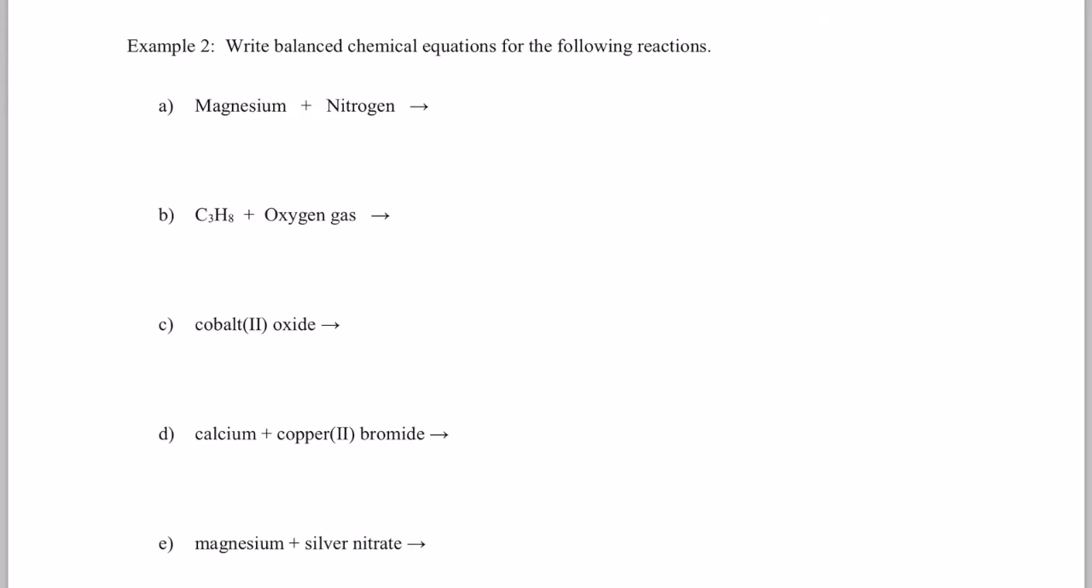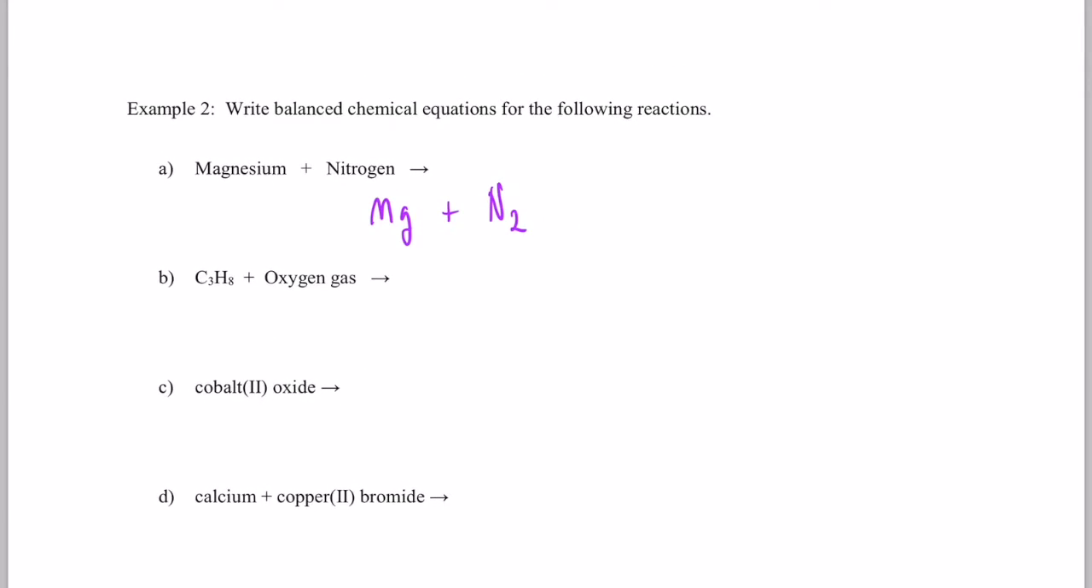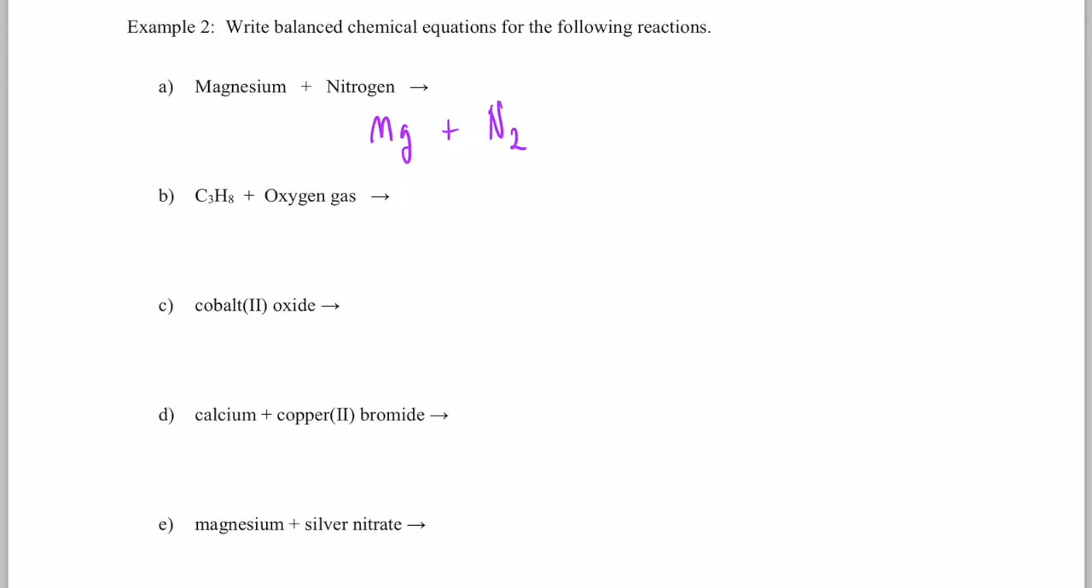In example A here, we have magnesium, Mg, and nitrogen. Now remember, elemental nitrogen is a diatomic element. That's N2. What kind of reaction is this when I have 2 elements that I'm reacting? Yeah, it's probably going to be a synthesis reaction. So we're going to make a compound here of magnesium and nitrogen. Now remember, when magnesium forms a bond, it's 2 positive, and nitrogen is 3 negative.